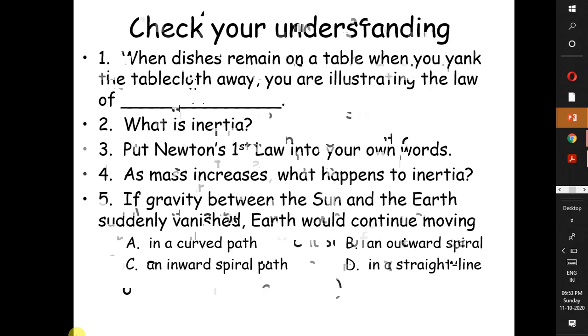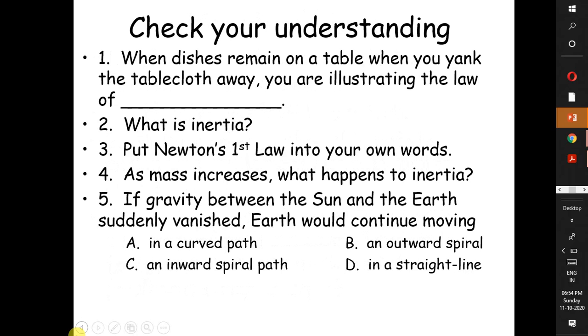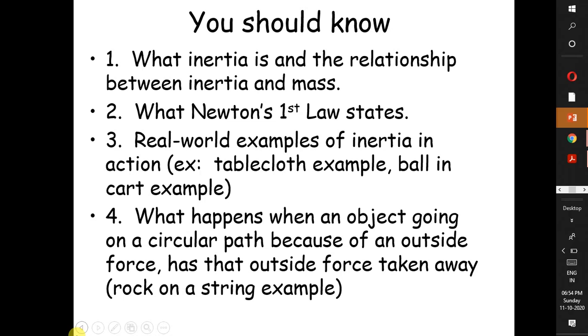So check your understanding. You should know what inertia is and the relation between inertia and mass. Second is what Newton's first law states. Then real world examples of inertia in action, the tablecloth example and the ball in cart example. Fourth, what happens when an object going on a circular path because of an outside force has that outside force taken away, the rock on a string example. These are questions for you. You can solve them by yourself and submit it through the PDF. So thank you guys, thank you so much.